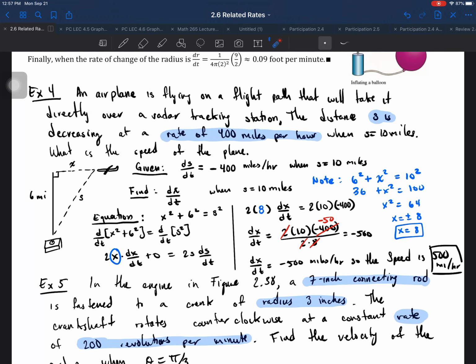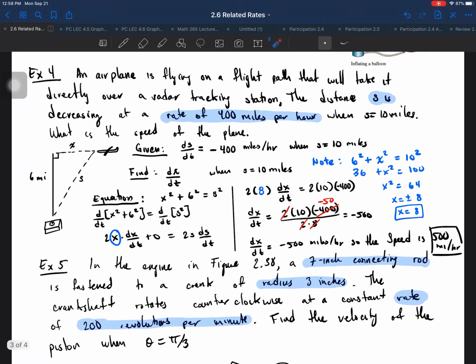The question is asking us, what is the speed of the plane? We measure the speed of the plane by the way that it changes over its path. So we're looking for the rate of change of this distance, which in this case is described with x. So what we're looking for is dx dt, the rate of change of x over time, when s equals 10. So we're given this and we're looking for this.